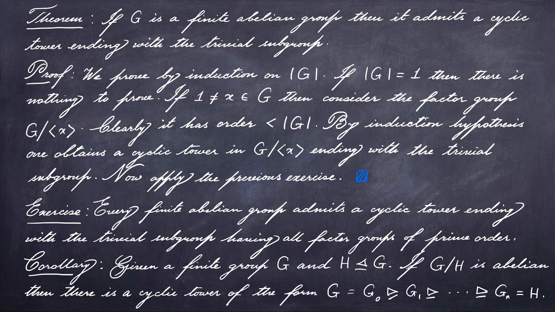In this context, we leave the following exercise: every finite abelian group admits a cyclic tower ending with the trivial subgroup with all factor groups of prime order. This is a very straightforward exercise. And as an immediate corollary, one obtains that given a finite group G and a normal subgroup H of G, where G may not be abelian, if the factor group G mod H happens to be abelian, then there is a cyclic tower of this form. Okay, so we now move on.